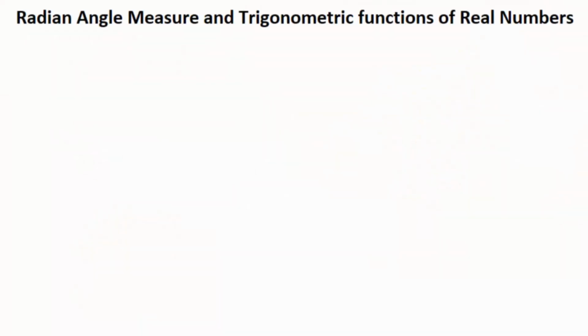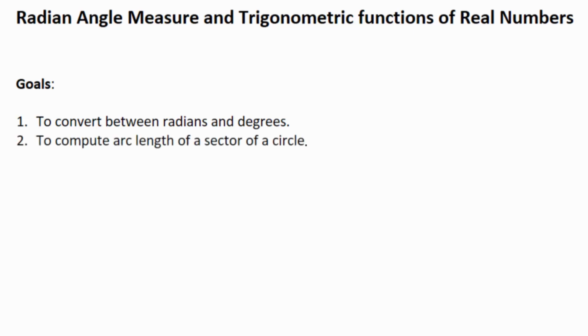Radian angle measure and trigonometric functions of real numbers. That's the name of the game in this section. So the goals, number one, we want to convert between radians and degrees. Number two, we want to compute the arc length of a sector of a circle. So think like the crust of a piece of pie. We want to be able to compute the length of the crust of the piece of pie.